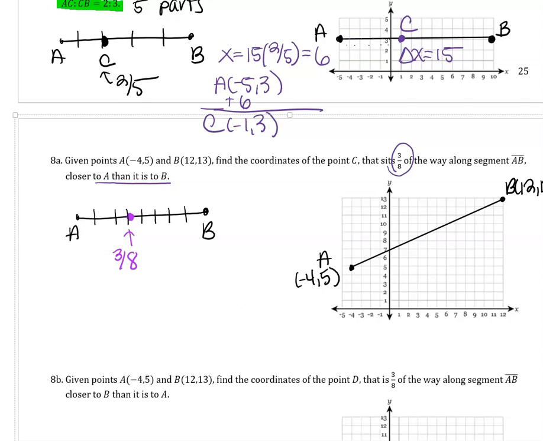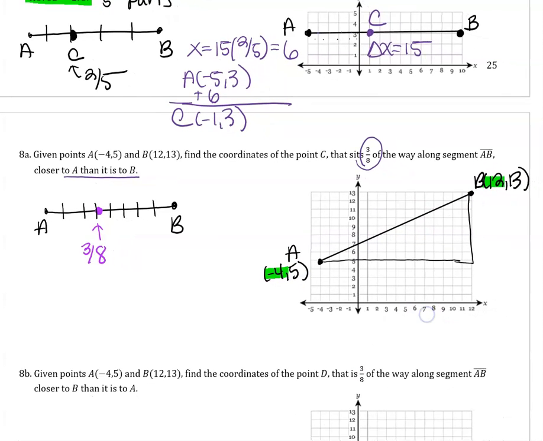So remember, you're trying to find what 3/8 is. Okay, so I can draw a right triangle to help me figure this out. So how did my axis change? Okay, so you could either count along the bottom here or just use those coordinates. You got from -4 to 12, so you must have added 16. Now to get from 5 to 13, you must have added 8. Again, that's just how many units this is.